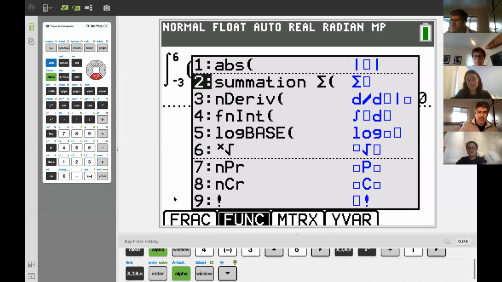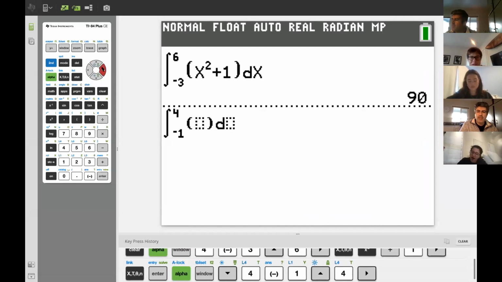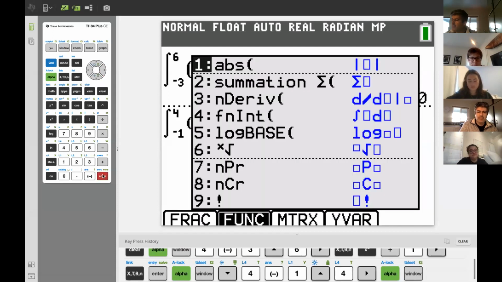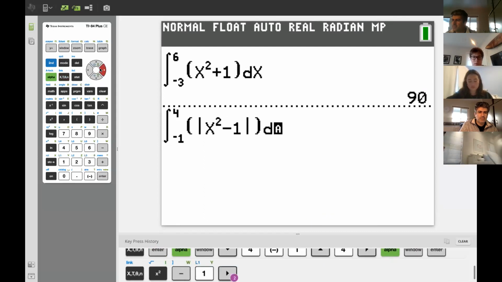So what you would do is you go alpha, window, and there's abs, option 1. Then you go option 4, obviously, and you go from -1 to 4. Then you're going to do your equation, but you alpha window and you pick abs. And then it's x squared minus 4, dx.